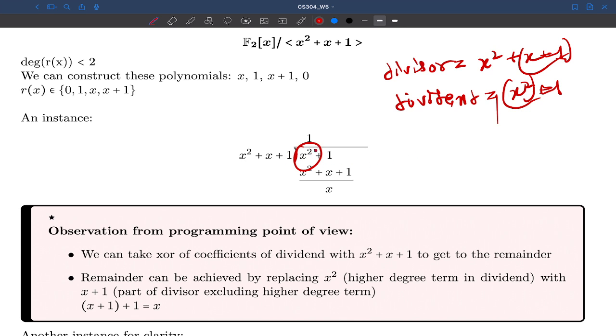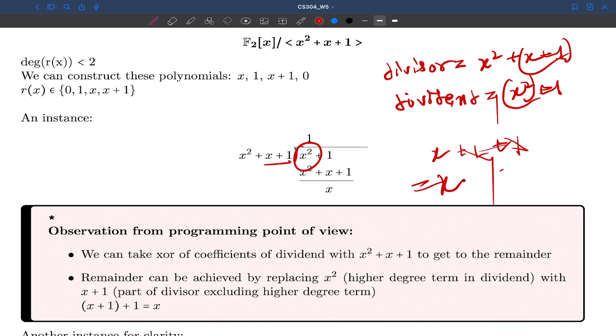If I replace x square with x plus 1, what will it become? x plus 1 plus 1. This 1 will get cancelled because 1 plus 1 will be 2, and 2 won't be considered because under modulo 2 that will be 0. So what do we get? x only. So we got the remainder by doing this approach.